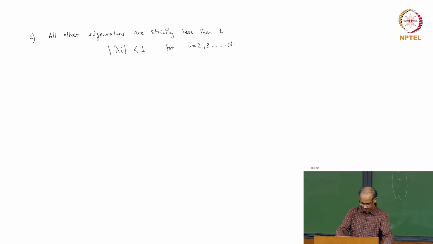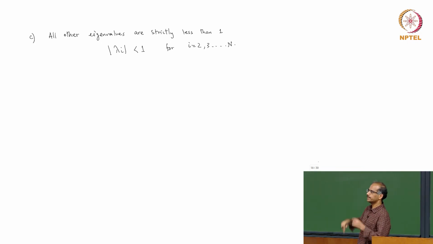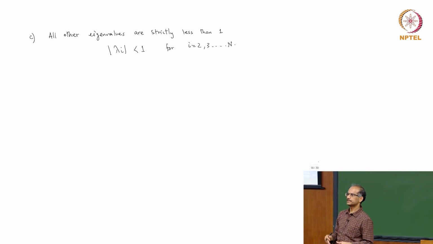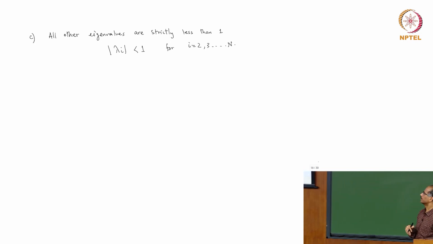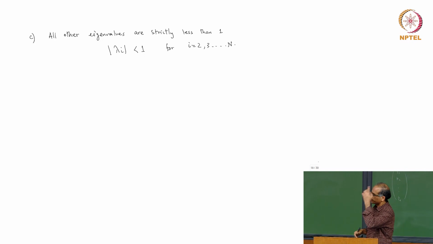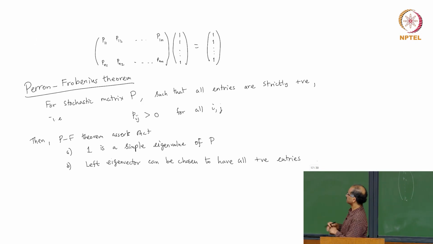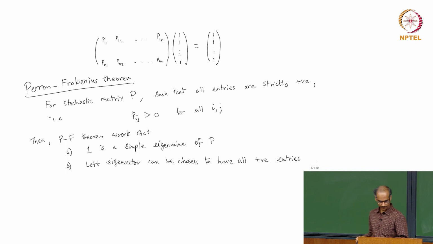So this last part, the fact that all other eigenvalues are less than 1, also implies that your eigenvector is simply the stationary eigenvector, or any initial condition would actually converge to that. Okay, so I am not going to prove this theorem. You will find it in many textbooks. Neither is it something that can be done very quickly.